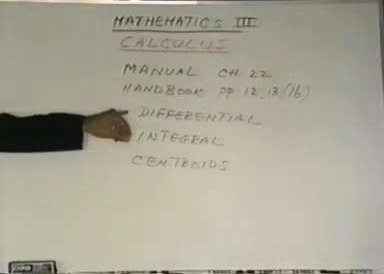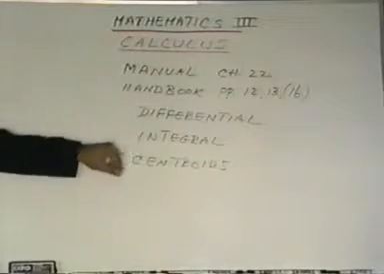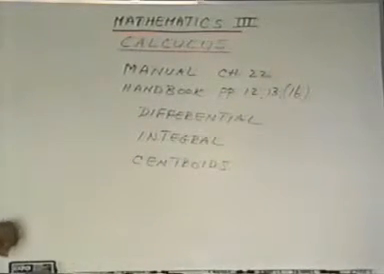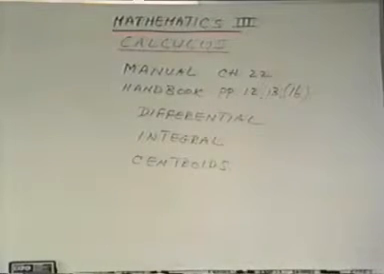The 3 major topics will be differential calculus, integral calculus, and centroids. If you were to take a look at the first page of Chapter 22, under the heading of subjects, you'll see a listing of these 3 major topics. Under the subject of differential calculus, there are 5 subtopics. Under integral calculus, 2 subtopics. And then the last set of material would be on centroids and moments of inertia.